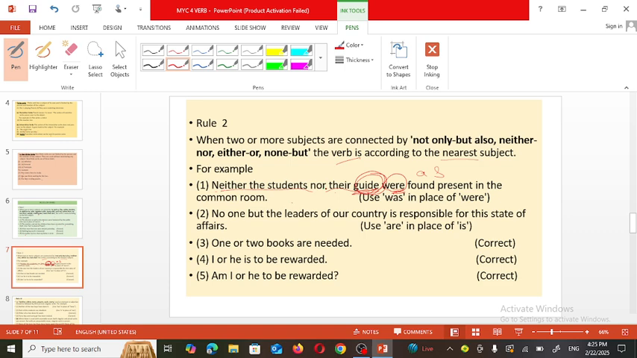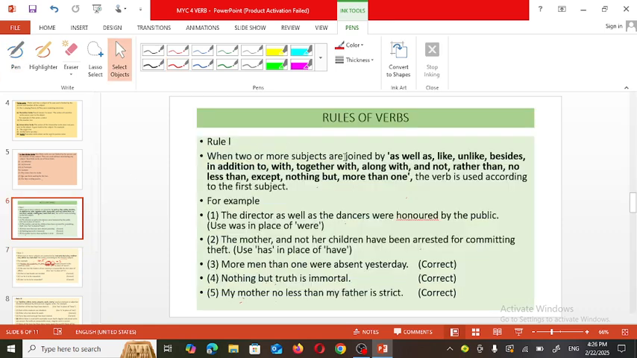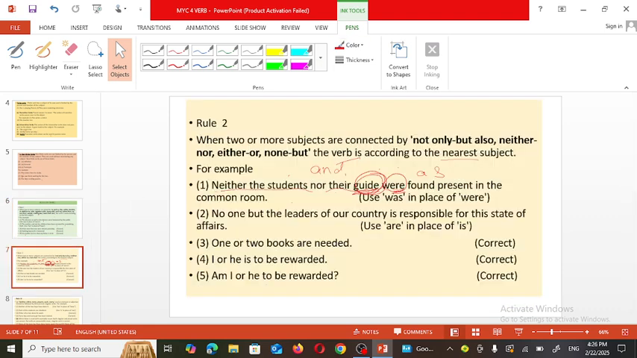Usually, when sentences are used with the conjunction and, then we consider both as plural and accordingly we use the helping verb. According to the first rule, in such cases of conjunctions like as well as, unlike, nothing but, except, no less than, we must give preference to the first subject, and accordingly we must use the helping verb.